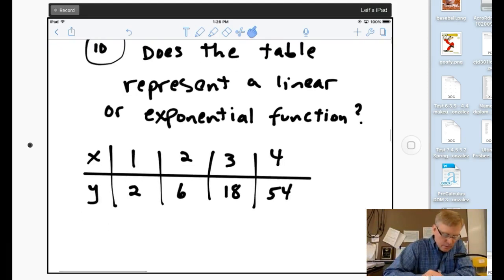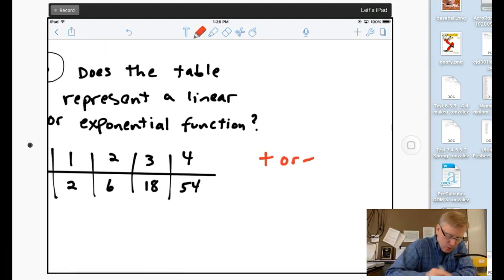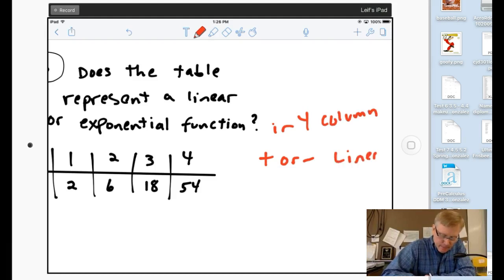Okay. This one. Does this table represent linear or exponential functions? So a reminder, if I'm going down the y column and you add or subtract over and over again, then it's linear. If you multiply or divide over and over again, it's exponential.